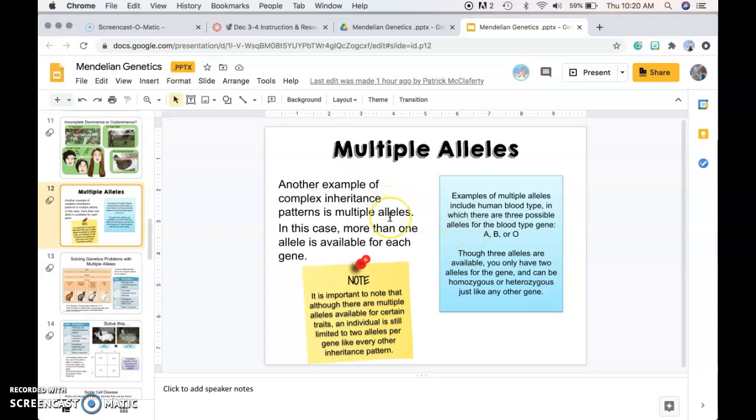What I would write down, and if you need to pause this right here, what I would write down is: multiple alleles means that there is more than one allele that influences a genotype. That's the important part. Again, multiple alleles means that there's more than 2 alleles that influence a person's genotype.